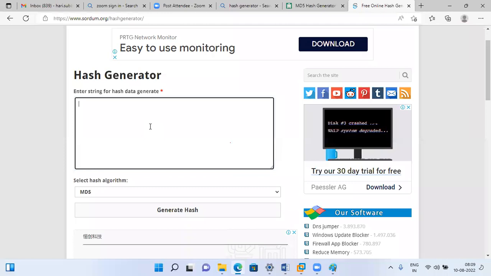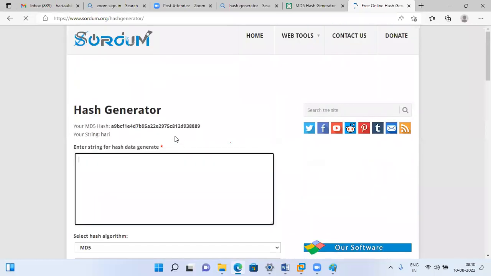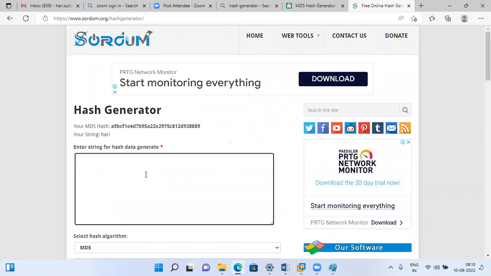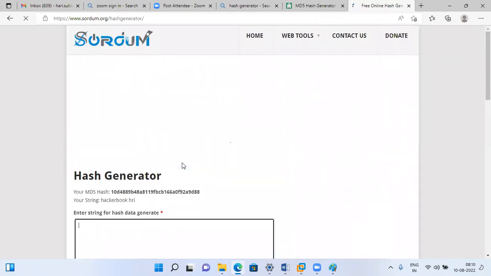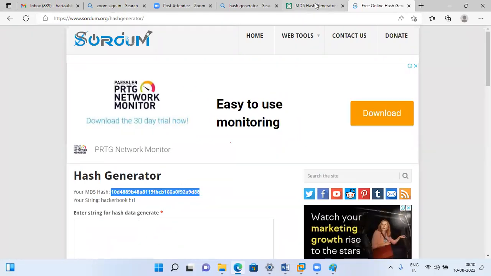Say for example, I want to create a hash for Hari. Generate hash. So we are able to get the hash value of Hari. Okay. You give any kind of data, the hash size will be the same. MD5 hash. Give something like hackerbook Hari, and the MD5 hash I'm going to generate. So again, the size will be the same. The value gets changed.